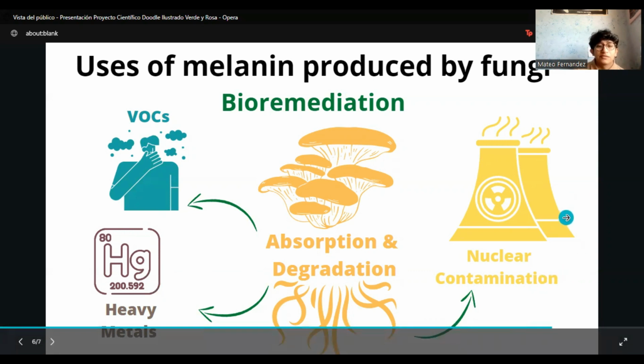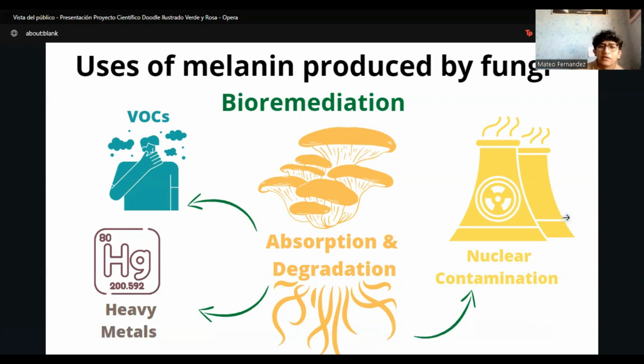Third, fungi can also play an important role in absorbing nuclear contamination, given their resistance to and some type of affinity for radiation. Fungal growth has been detected in and around the Chernobyl nuclear power plant. It has been documented that some fungi grow toward radiation sources, in a kind of radiotropism, using melanin to resist and convert the radiation.